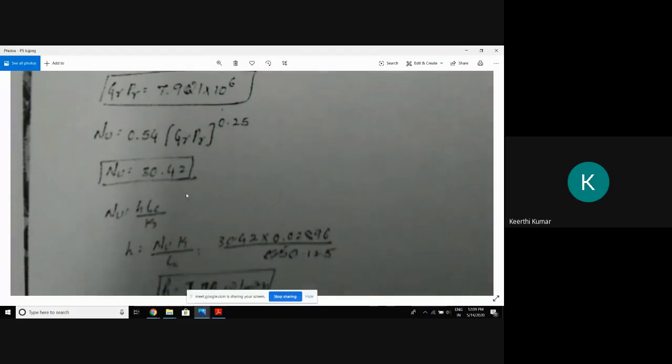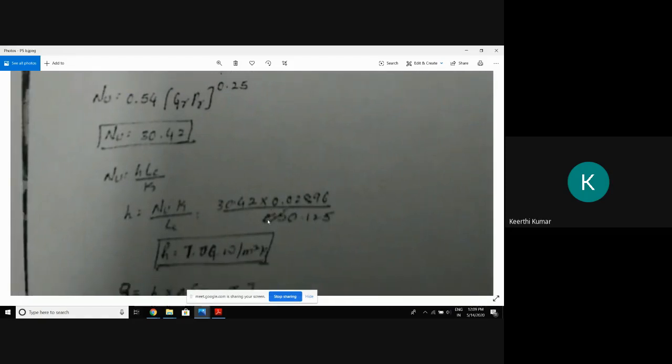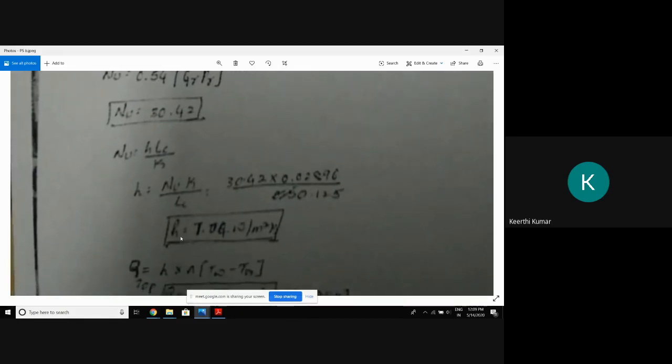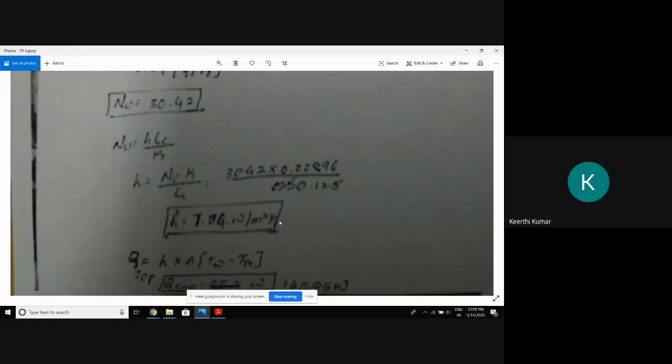Once the Nusselt number is done, go for the other formula of Nusselt number, H LC by K. Again, concentrate on LC. If you substitute 0.5, your solution will go wrong. You should not substitute 0.5, because 0.5 is supposed to be substituted whenever the plate is vertical. If the plate is kept horizontal, the value of LC should be area by perimeter, that is 0.125. Earlier I used 0.5 by mistake; later I struck it off and used LC. Then calculate this. We will get the value of H as 7.04 watts per meter squared Kelvin.